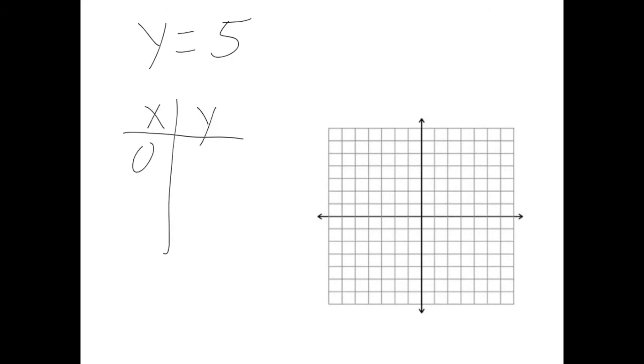So we take our points 0, 1, and 2. I like using the same ones all the time because they're easy. So we have that. Well, when x is 0, what is y? Well, we see here y equals 5. Okay, so when x is 0, y is 5. What about when x is 1?